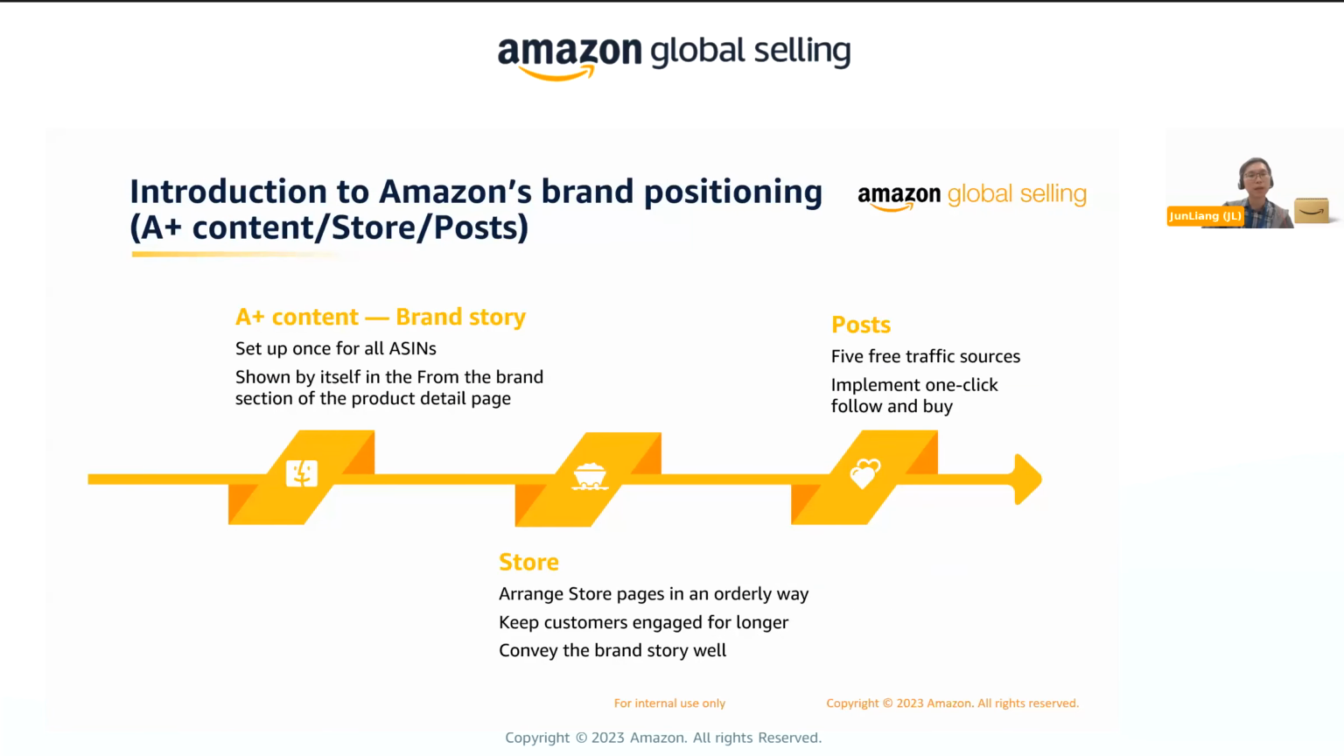So these are typically the few steps that we see regarding the features available for you to position your brand. Things like A+ content that you can start off with. You can set it up once for your ASIN, and it is shown in your product detail page. Moving on, you can start to create your store once you are brand registered. And last is this new feature, probably still in beta, the Amazon Post. I will show you in the next slide what it is about.